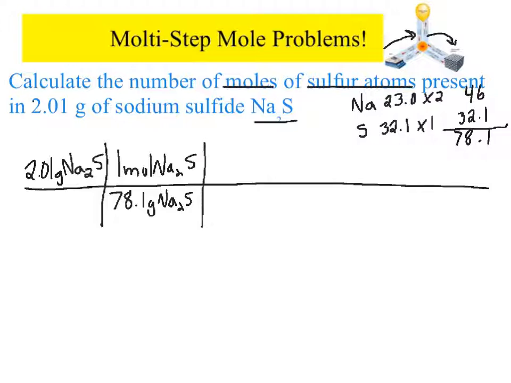So now I've successfully gotten into moles of sodium sulfide. Now I need to go from moles of sodium sulfide into sulfur atoms. So how do I do that exactly?